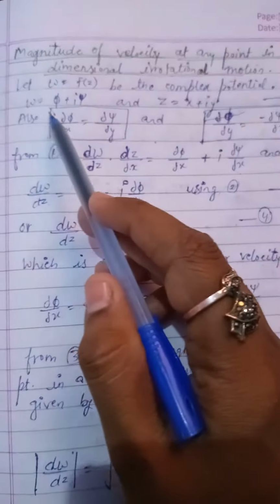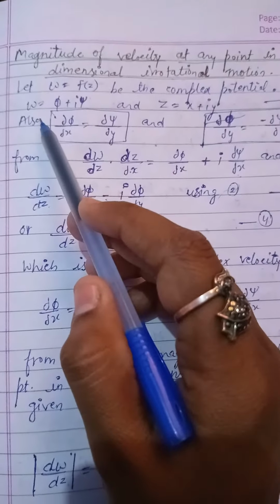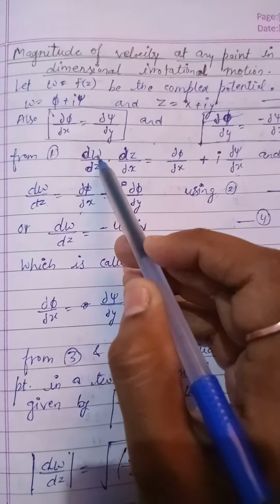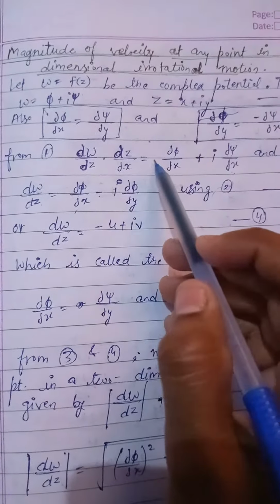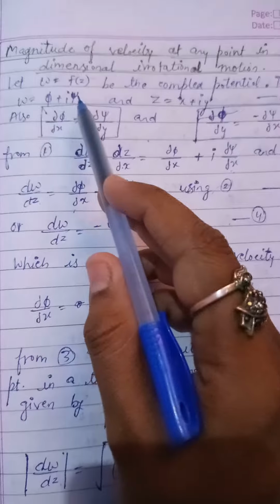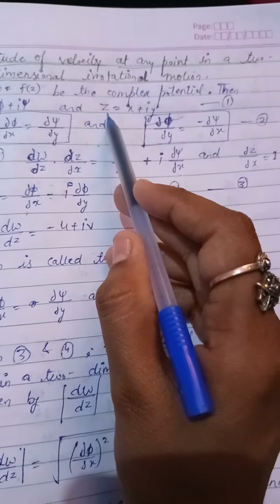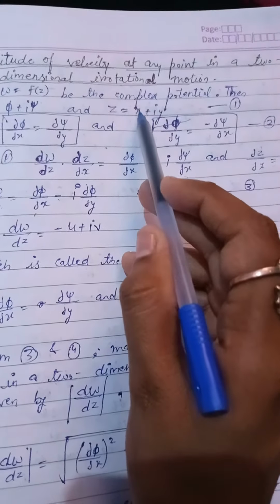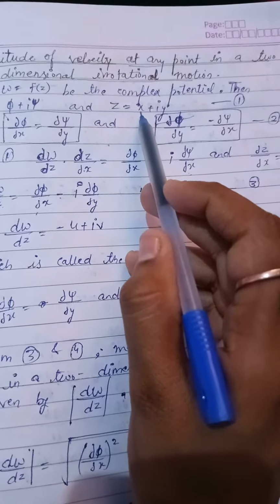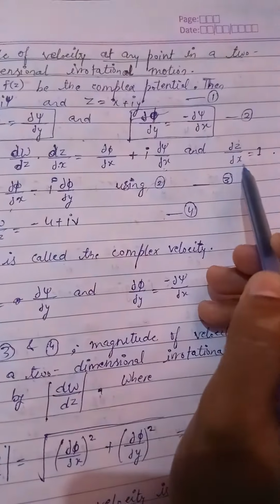So this is equation number 2, and when we differentiate this w with respect to x, we'll get del w by del x, and we can write it as del w by del z into del z by del x, which equals del phi by del x plus i del psi by del x. When we differentiate z with respect to x, we'll get del z by del x equals 1, because differentiation of x with respect to x is 1, and this will become 0. So del z by del x equals 1.